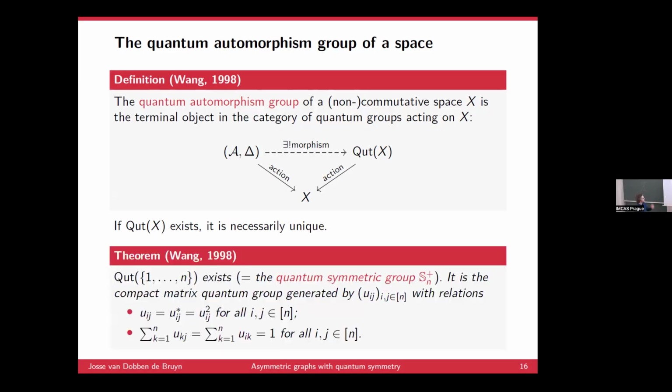And Wang in the 90s showed that the finite set of integers 1 up to n has a quantum automorphism group, the quantum symmetric group, and it is the compact matrix quantum group generated by a quantum permutation matrix, as I showed on the first slide. So this is the second motivation: quantum permutation matrices, as I defined them, are really the right quantum generalization of permutation matrices, because the entries of the quantum automorphism group of an n-point set actually look exactly like that.